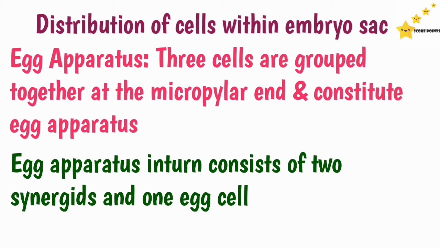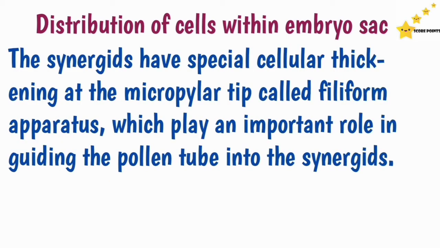First is the egg apparatus. Three cells are grouped together at the micropylar end and this constitutes the egg apparatus. The egg apparatus in turn consists of two synergids and one egg cell. The synergids have special cellular thickenings at the micropylar tip called the filiform apparatus, which plays an important role in guiding the pollen tube into the synergids.